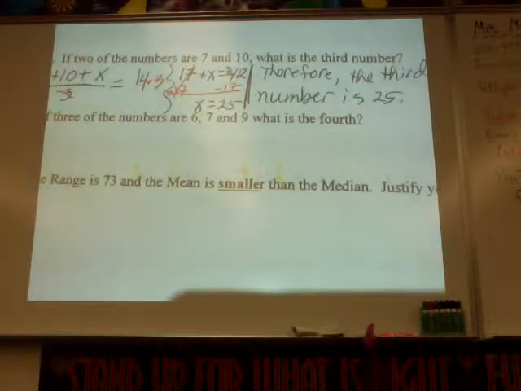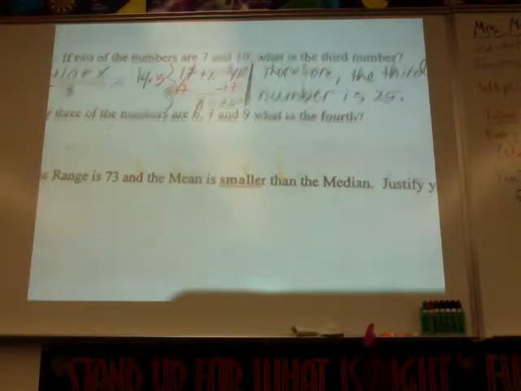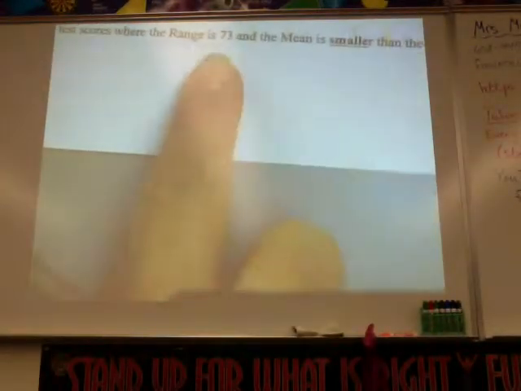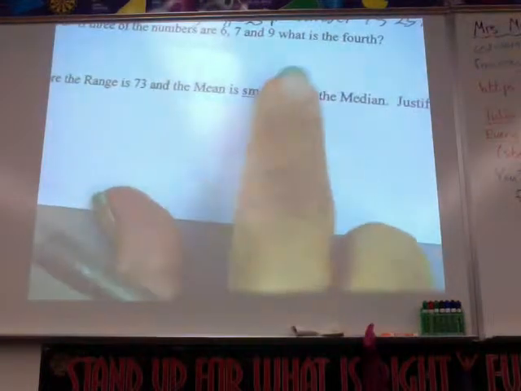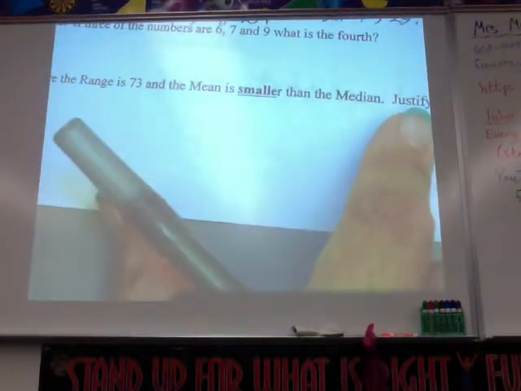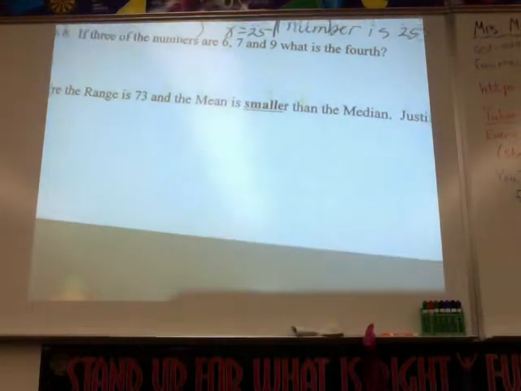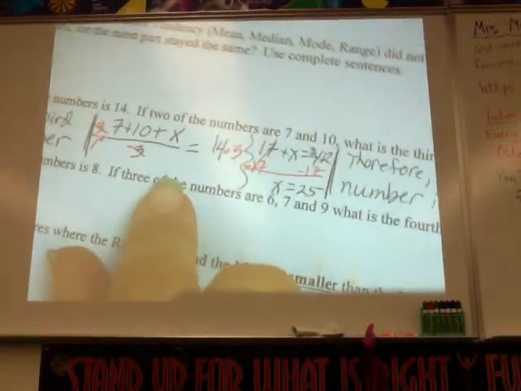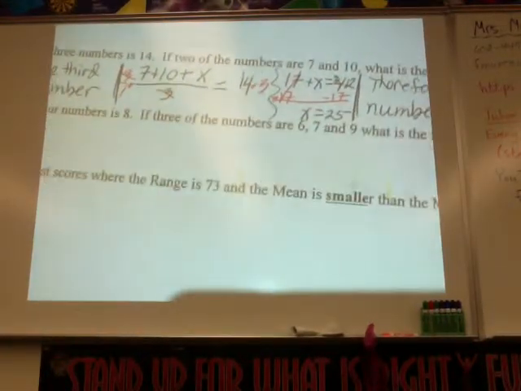Now, number 11 is just like what we did, but this time you have 4 numbers. So what are you going to divide by? 4, right? And then number 12 is I want you to create your own set of test scores that has a range of 73 and where the mean is smaller than the median, so you have to play around with it a little bit. I want you to have a minimum of 10 test scores, okay?